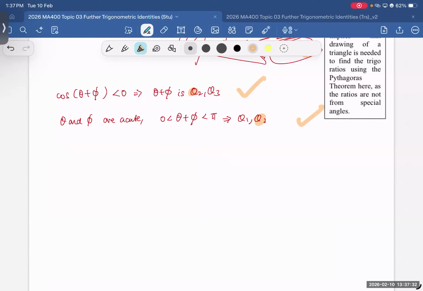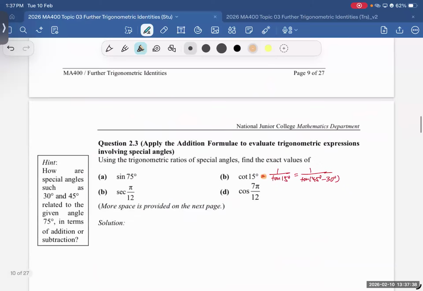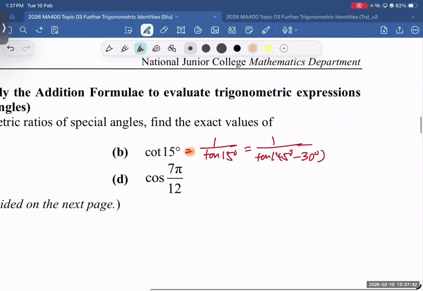Now 2.3 part B. In case you do not know what to do, change cotangent to tangent. Then change to tangent 45 minus 30. Change your cotangent to tangent, then bring it to 45 minus 30.